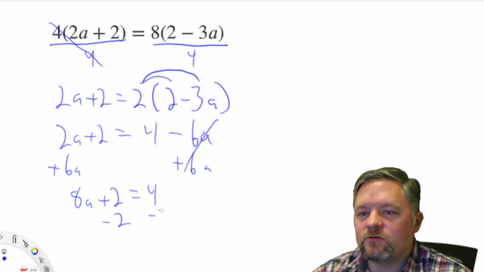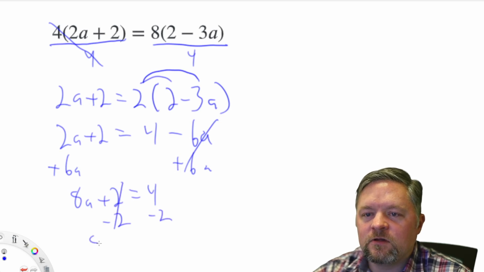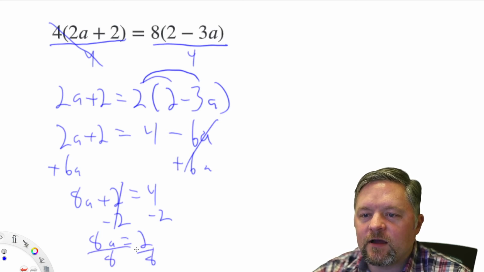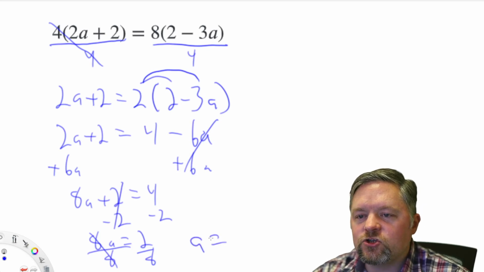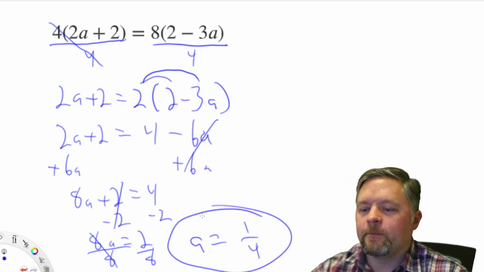Subtract 2, subtract 2. 8a equals 2. Divide by 8, divide by 8, those cancel. A equals 2/8, or 1/4. Excellent.